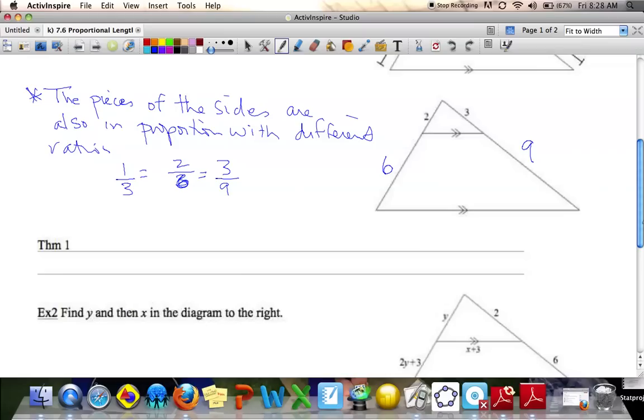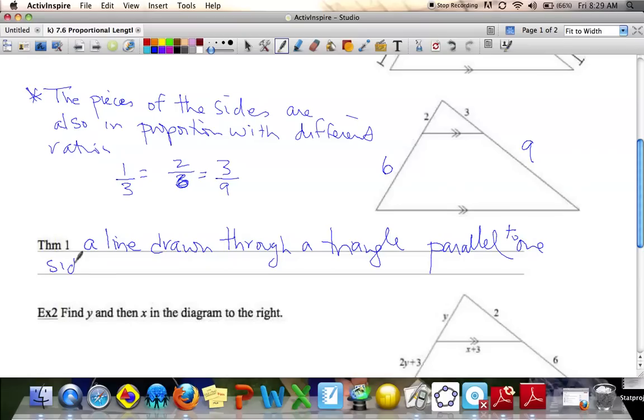So now let's do this theorem. A line drawn through a triangle parallel to one side will divide the other sides proportionally.